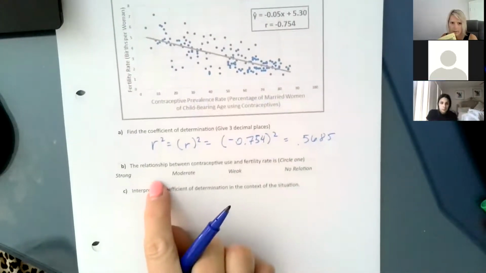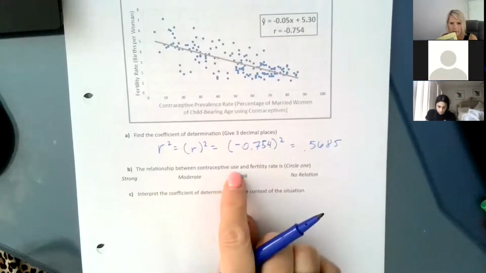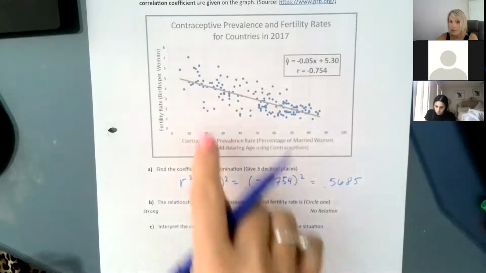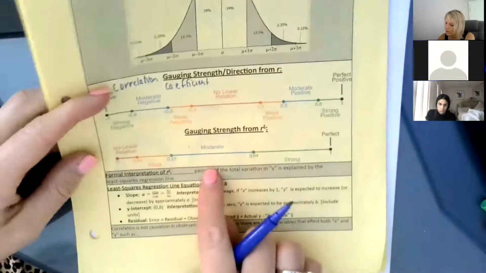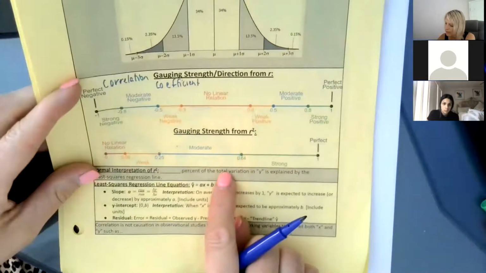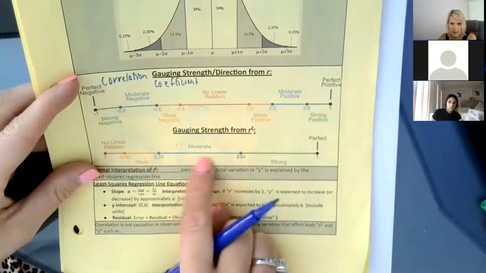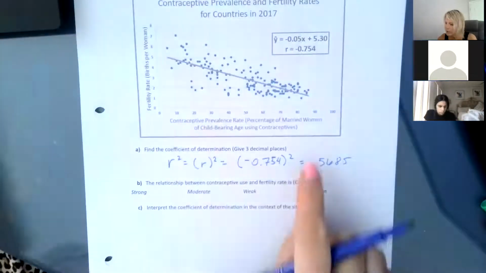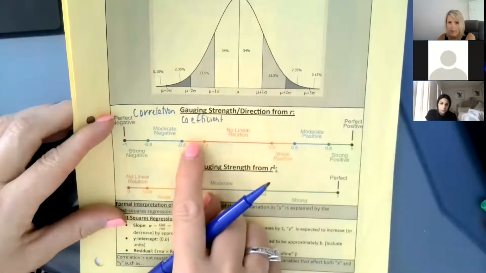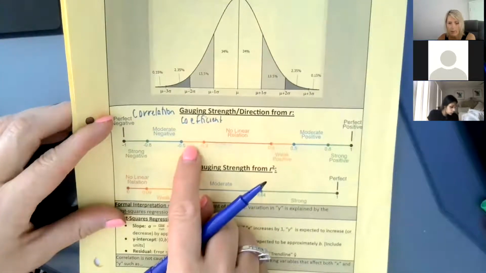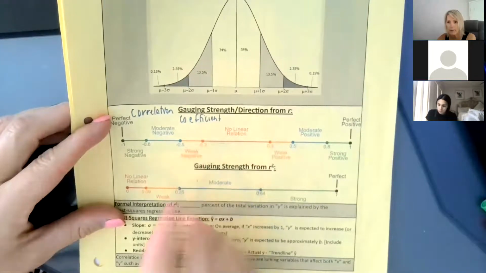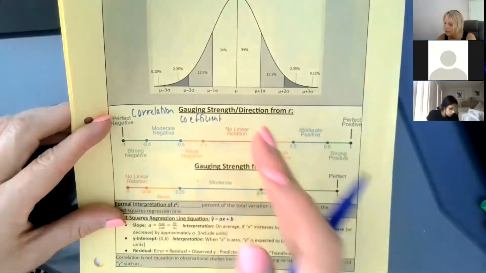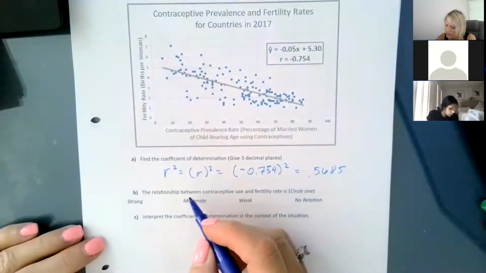B says to describe the relationship between contraceptive use and fertility rate. It looks like it's pretty good. If we use the R squared, 0.5685, it's considered moderate. And if we use the correlation coefficient of negative 0.754, that would also show moderate. Remember I said they will always align. It doesn't matter which one you use: moderate to moderate, strong to strong. And this is a moderate.